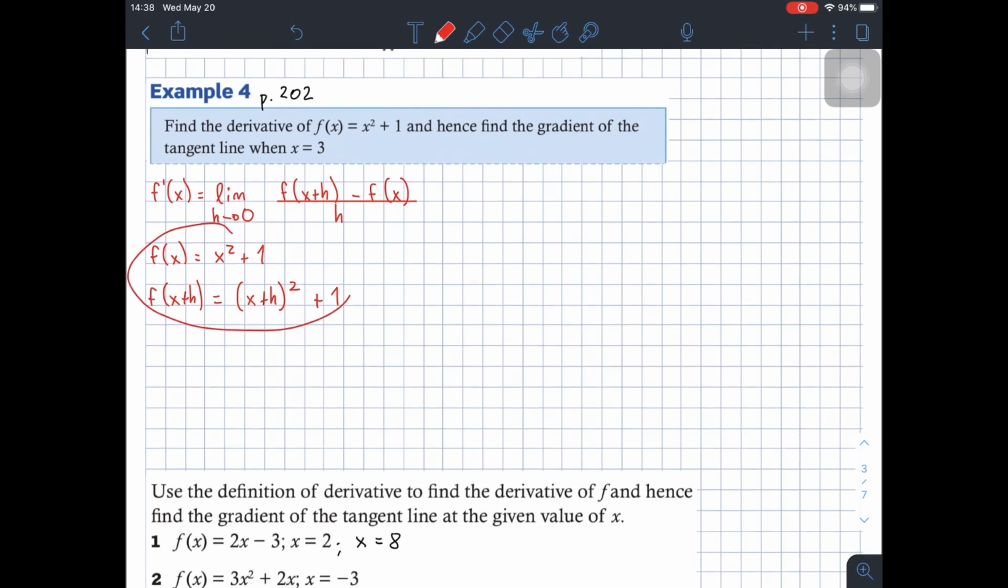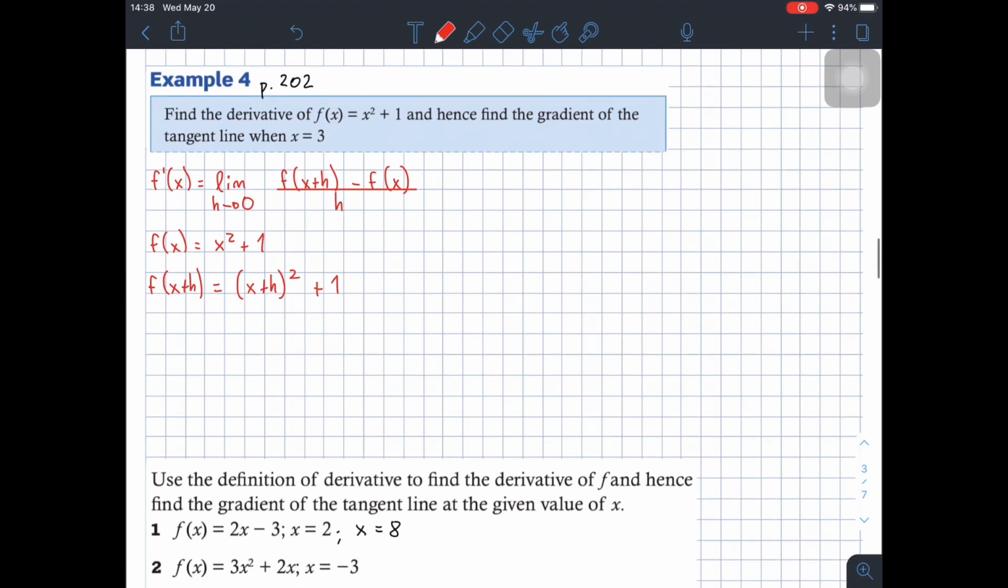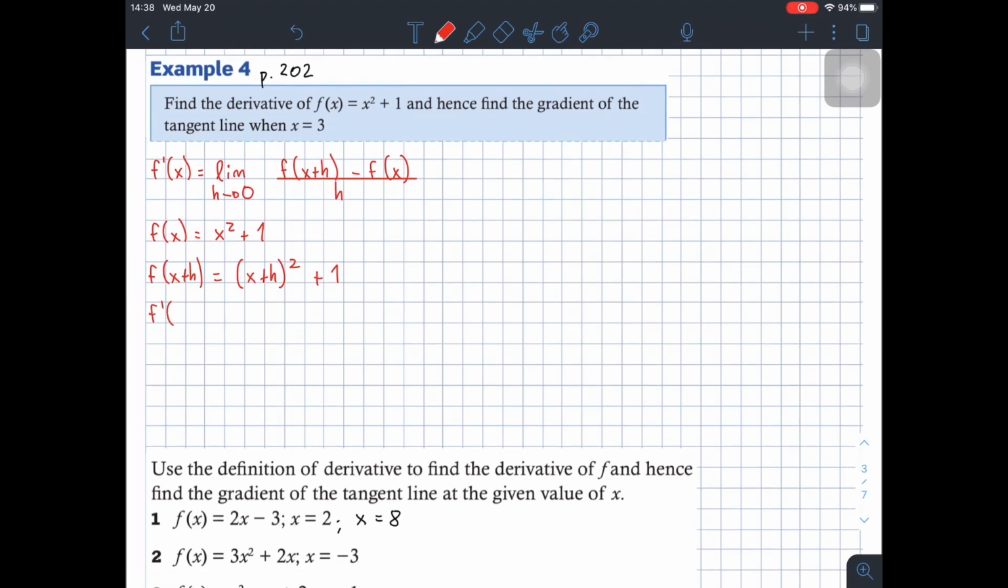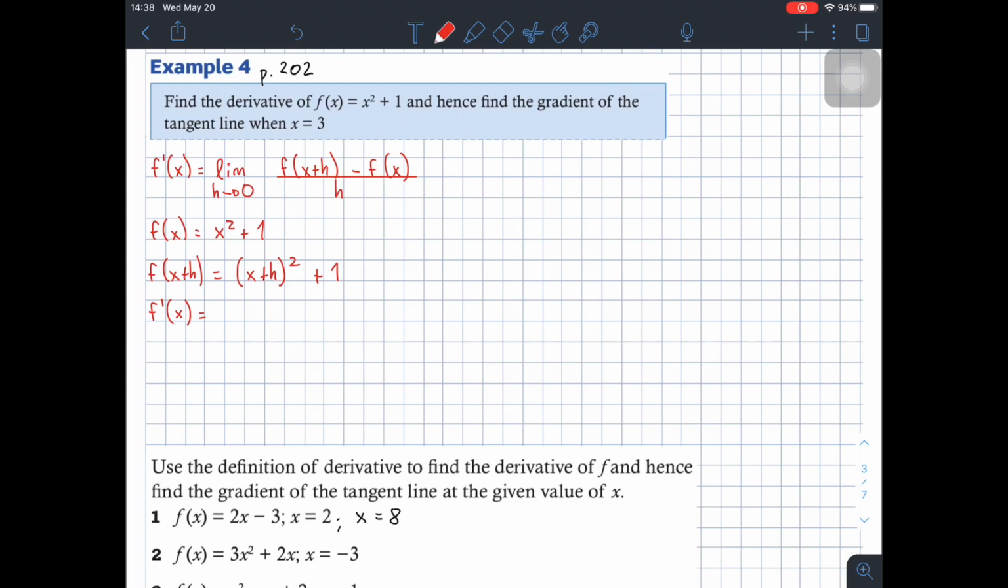So if I replace these values into the formula, then I will have that f prime of x, the derivative of f of x, is the limit when h approaches 0 of f of x plus h, which is this, so x plus h squared plus 1, minus f of x, which in this example is x squared plus 1, divided by h, right, according to our formula.